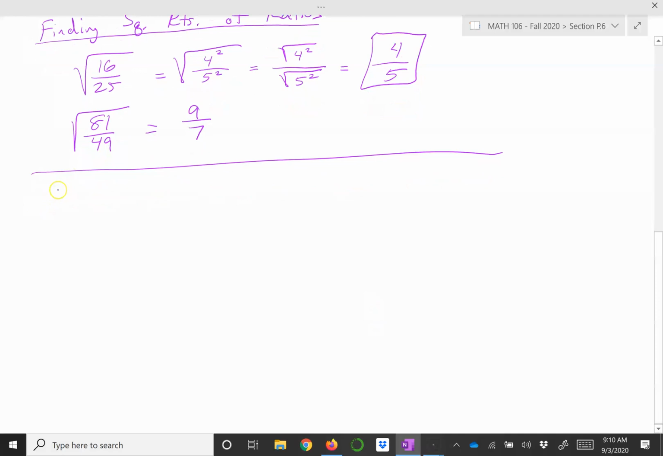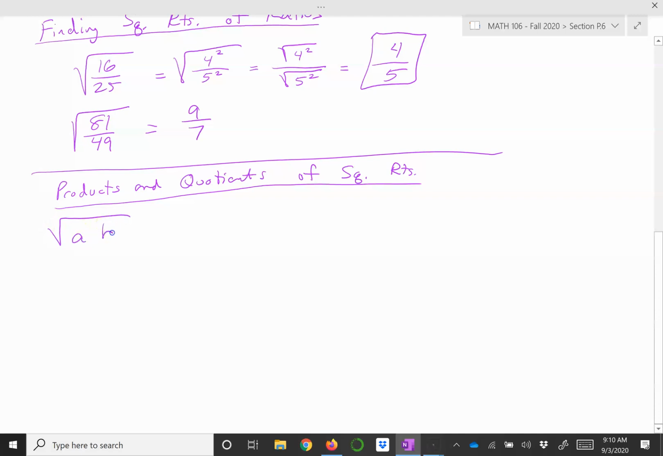So now we're going to look at products and quotients of square roots. So now we're going to be introducing some variables. Okay, so if you're working with variables and you come across something that looks like this, the square root of A times B, right? So that's a product. So it's the square root of a product. What you're allowed to do is break up that product like so, right? Just put the radical above the first variable and multiply it by the radical of the second variable.